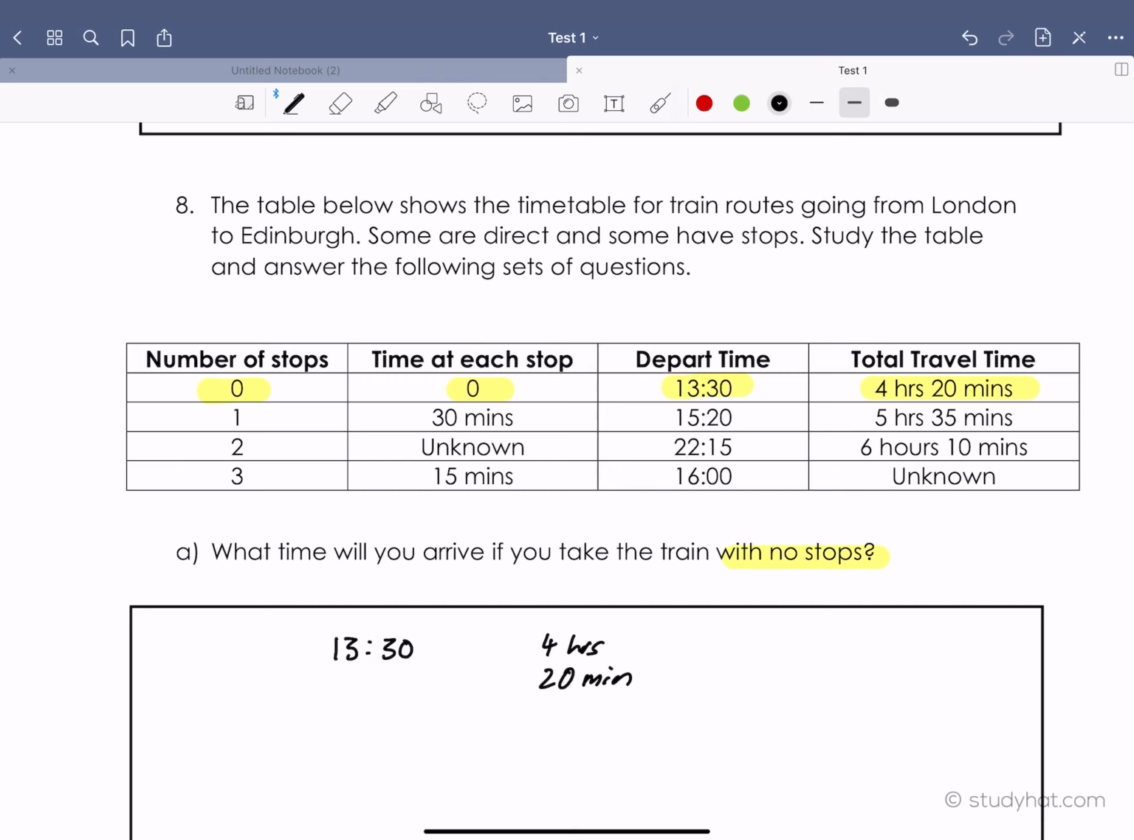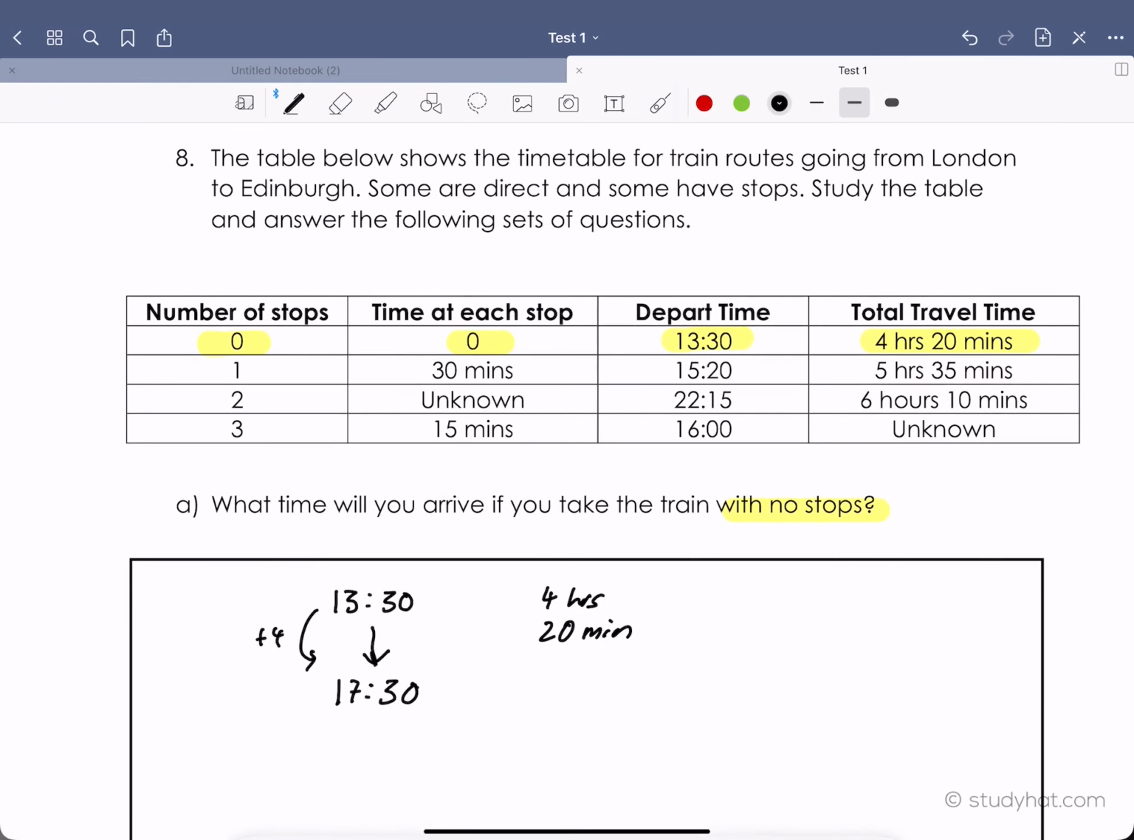If we travel for 4 hours, this is going to take us to 17:30. Yeah, if I add 4 hours on, I move from 13:30 to 17:30. Basically I'm adding 4 to the 13. Now, so I've done my 4 hours. I'm going to add the 20 minutes. So that's going to add to the 30 over here. So we're going to have 17, 20 plus 30, 50. So that's going to be the time we arrive.